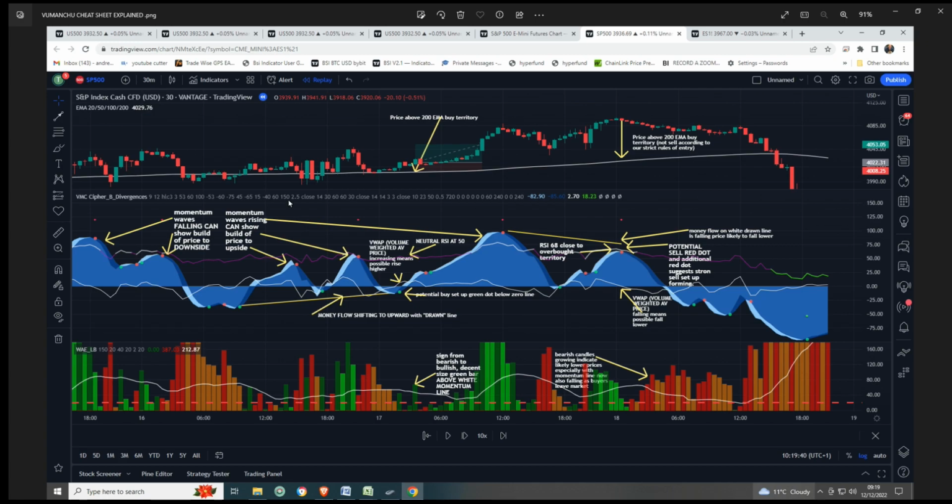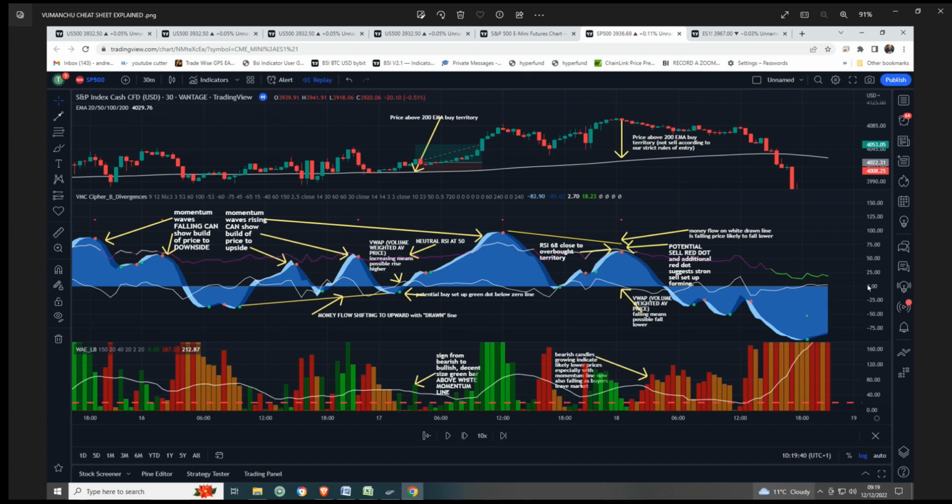Okay, so this is the Vumanchu indicator. By now you should have had it set up according to the settings in the previous videos that I've done, and it shouldn't be that complicated, but we have an awful lot of lines on here and a lot of waves and all sorts of information that can help us, but ultimately what we're looking for is these green dots. Now the key area to look for is this zero area.